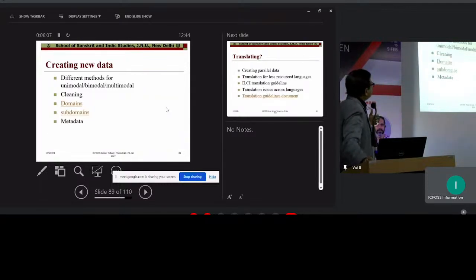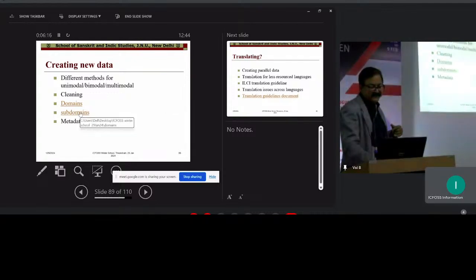How to create new data: different methods for unimodal, bimodal, multimodal data, speech data. You have to clean data, you have to have domains. What are the domains? I showed you domains.